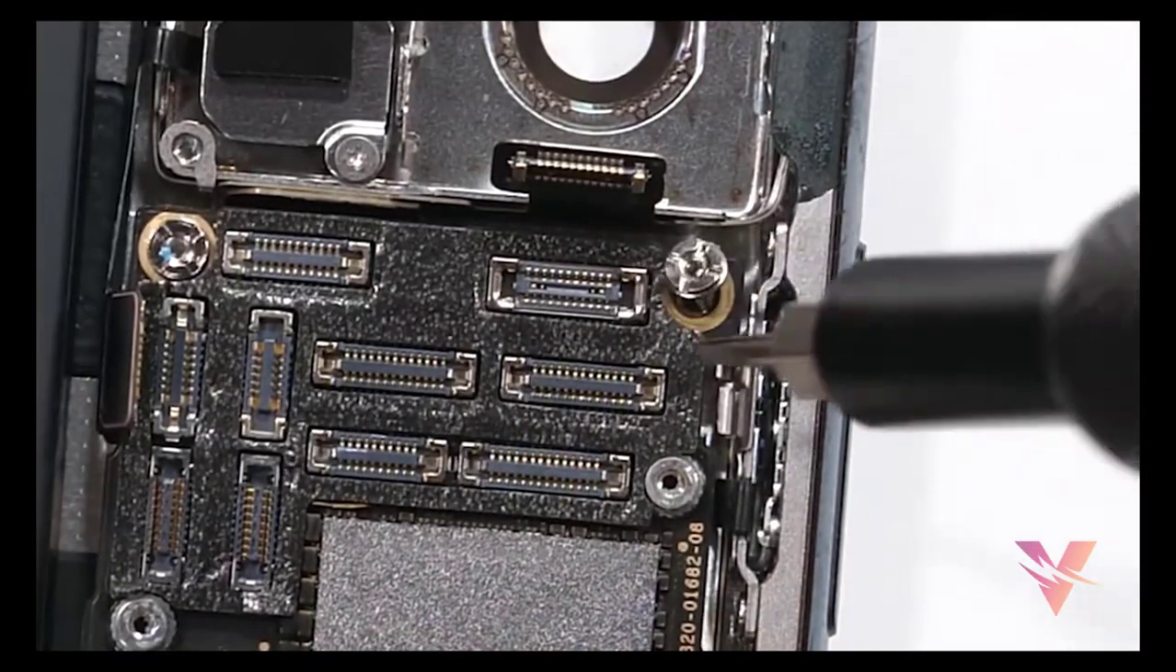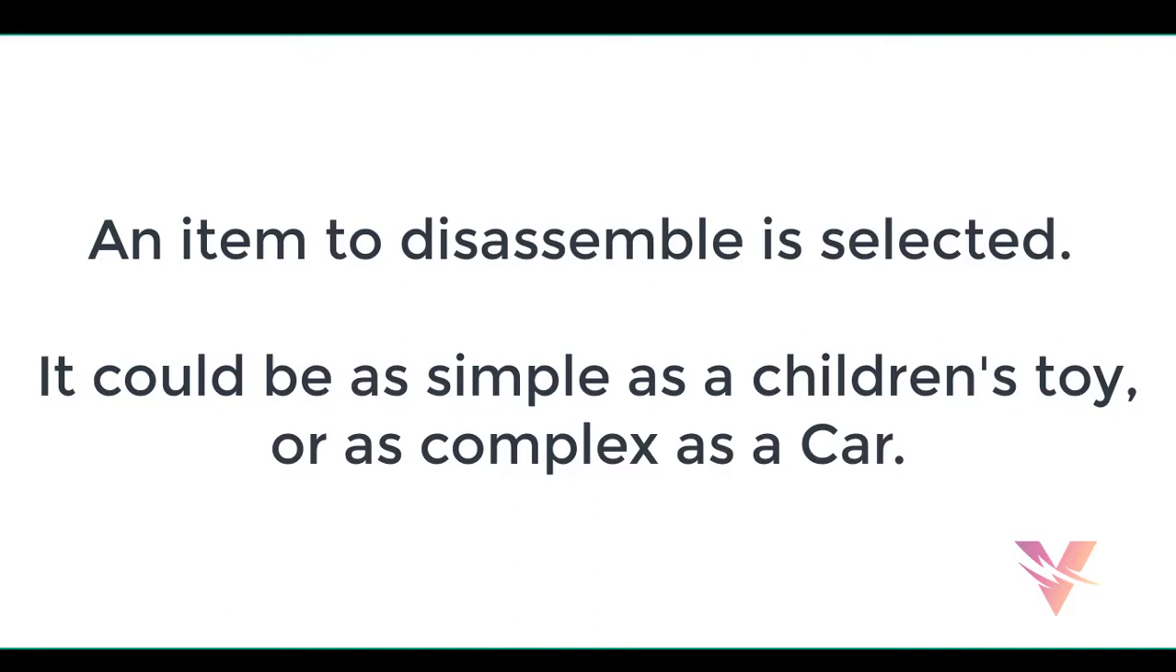So first step is initial product selection. So here what we will do is an item to disassemble will be selected. Suppose think about a mobile phone, select the mobile phone. It could be as simple as a children's toy or as complex as an automobile car.